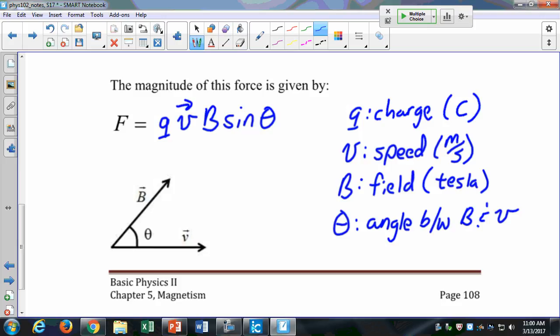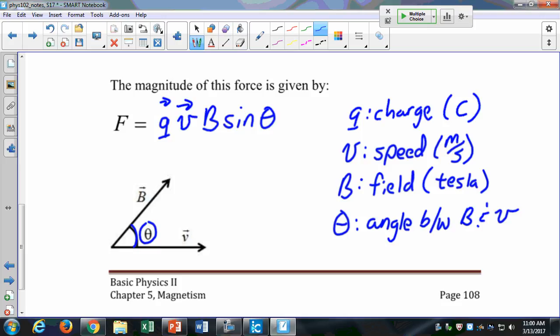So B and V are actually vector quantities, and so theta is going to be the angle between those two. It'll always be the angle that I give. You're not going to be taking 90 minus whatever. So whatever angle is given for a particle that's traveling through a magnetic field will be the angle between B and V, the one that you choose.